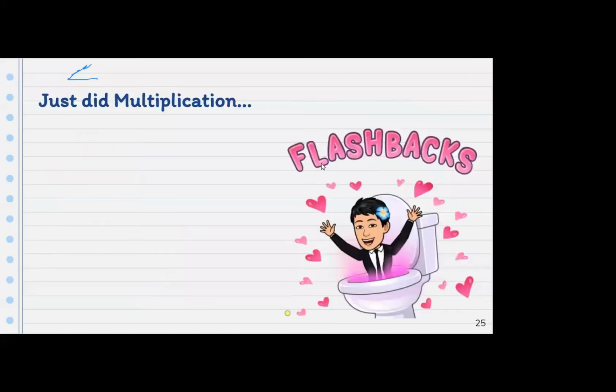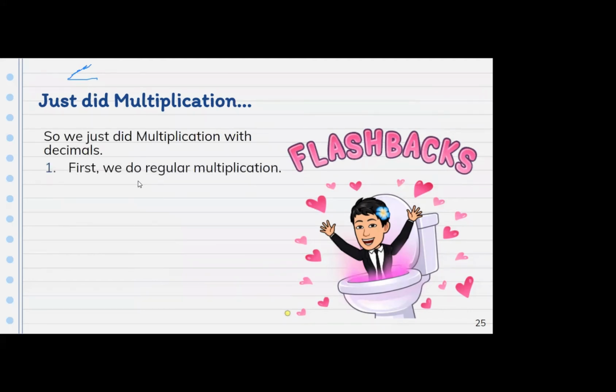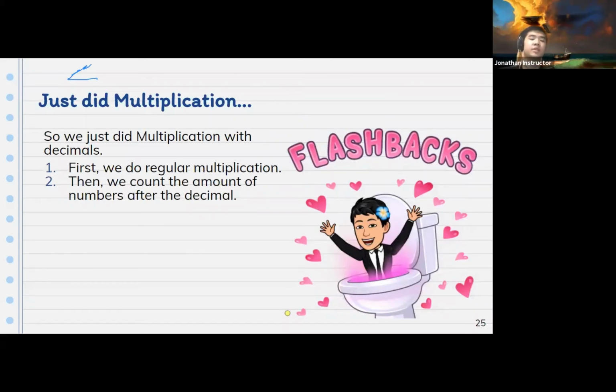I'll show you. So we just did multiplication. After the break, let's review what we just learned. Step 1, regular multiplication. Line it up, set up the equation, do regular multiplication. Then we count the number of digits behind the decimal. Then we move the answer back that many times. We just learned that, so easy.